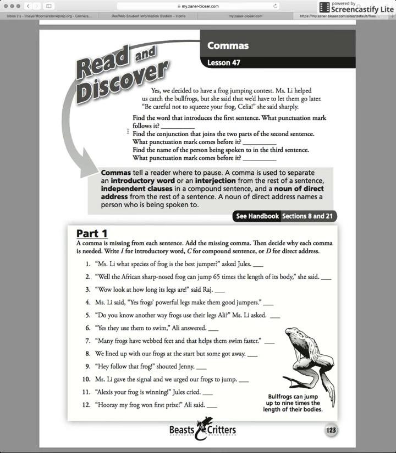Make sure that you look back up in that gray box in the example sentences to help you identify why the comma is needed. And this lesson will be checked in class tomorrow, so please make sure you have it completed. You will receive a daily grade for having finished part 1.